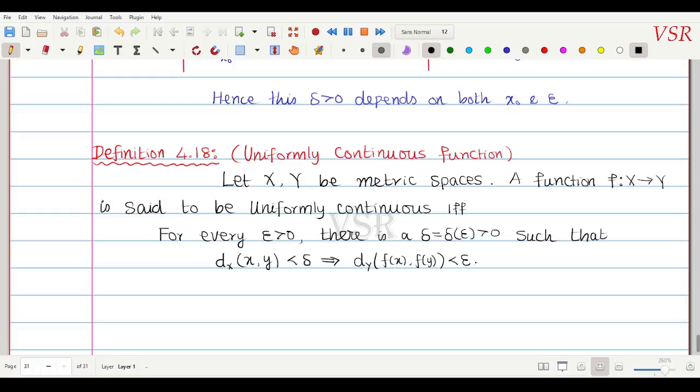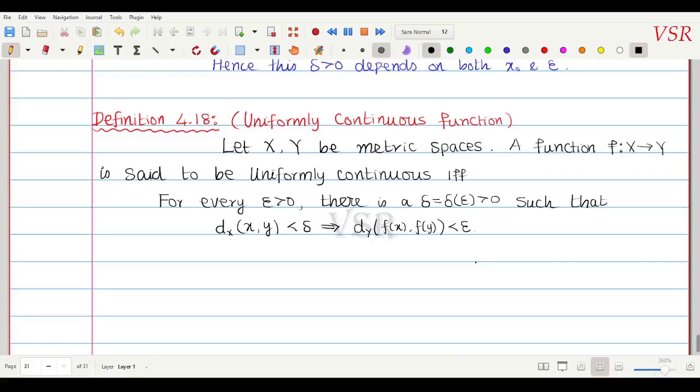Okay, for every epsilon positive there is a delta positive depending only on epsilon, such that whenever distance between x comma y is less than delta, that must imply that distance between f of x comma f of y is always less than epsilon. So in this case we have defined uniformly continuous. I have explained clearly what uniformly continuous means. You go through the example once again.